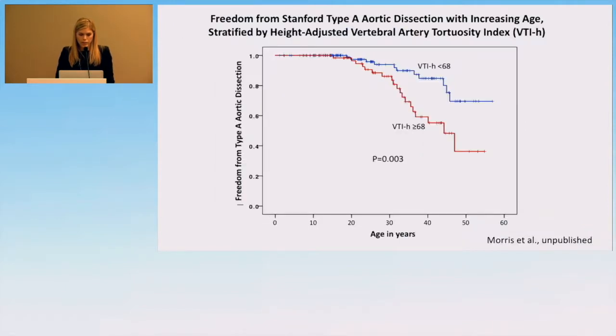We then reapplied this in a larger cohort, and we were a lot more specific this time. This is looking at just type A dissections, and just for the ease of a Kaplan-Meier, we dichotomized between a height-adjusted tortuosity less than 68 and greater than 68, and we see much more type A dissections with higher tortuosity. But again, this doesn't incorporate size. What do we do about size?